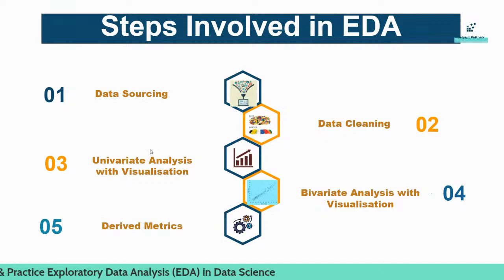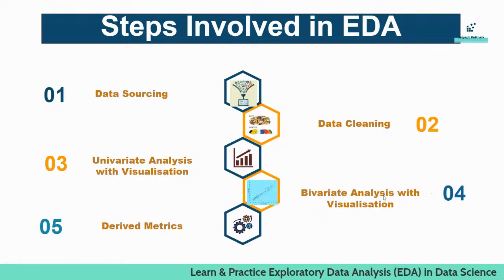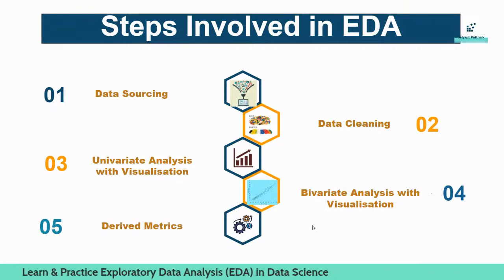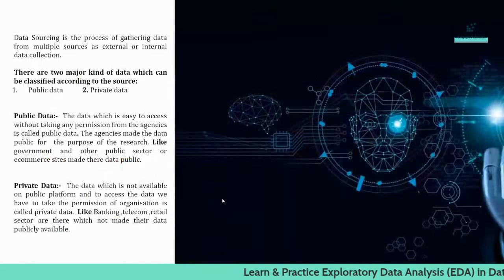Then comes your categorical analysis. Univariate analysis with visualization: I will give you examples and explain what univariate analysis is and what bivariate analysis is. We also have multivariate analysis, which I haven't covered here, but you can imagine how it should work. We'll also talk about derived metrics.